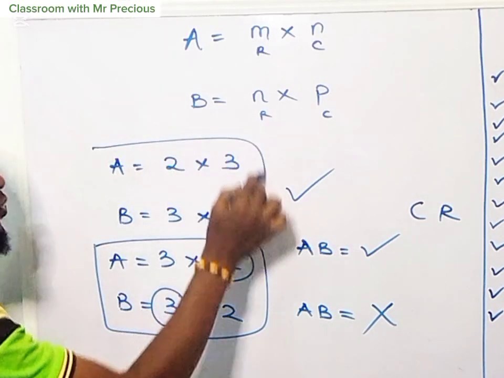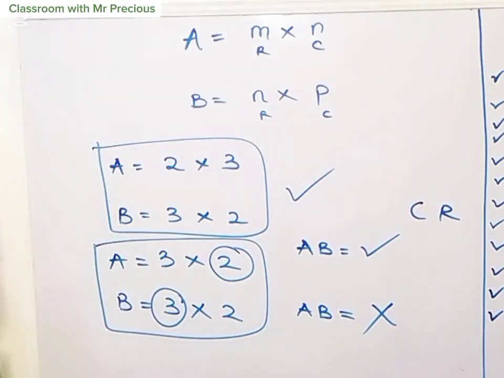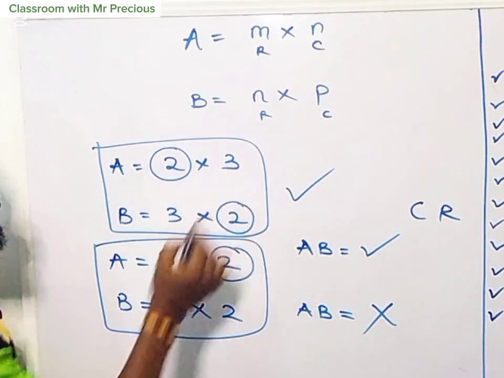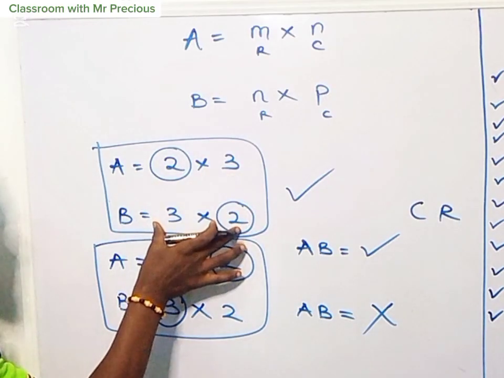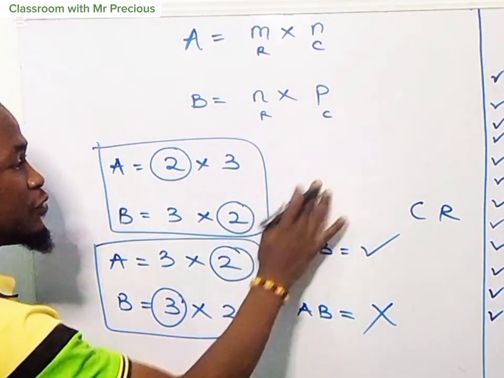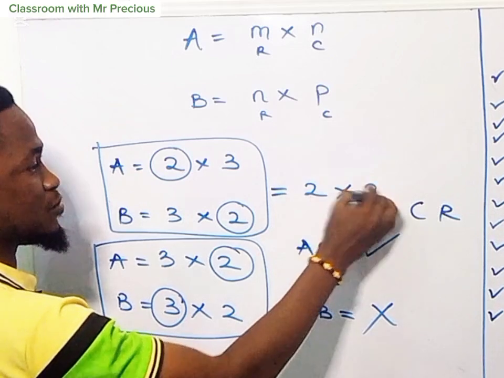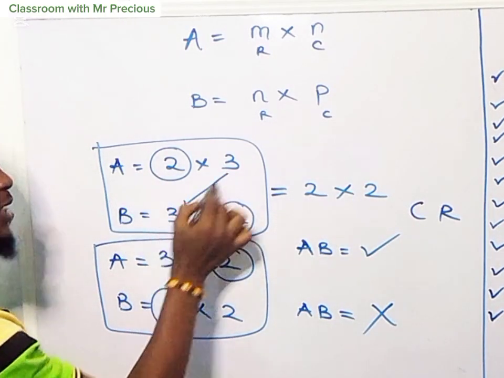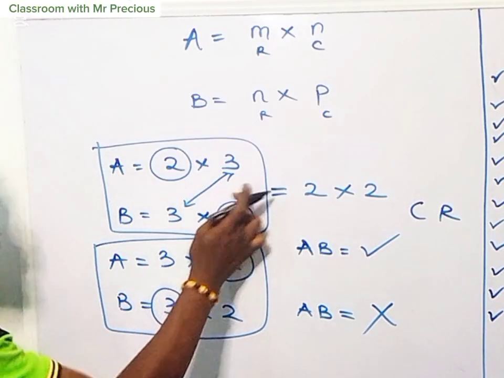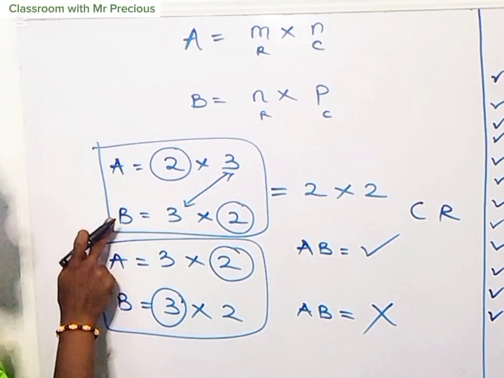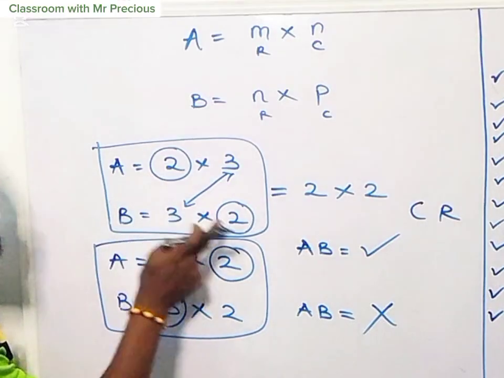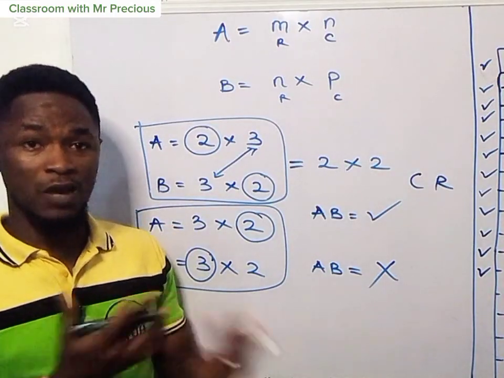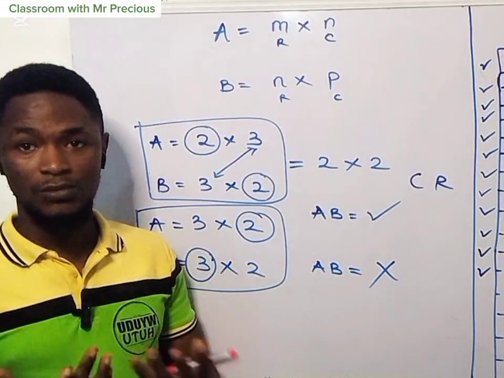But if you multiply this one, you have a defined answer, and your answer will be a 2 by 2 matrix, because this is 2 and this is 2. And it's only possible if this and this are the same. If the column of A and the row of B are the same, then your answer will be a 2 by 2 matrix. So that is for you to know which matrices can multiply.